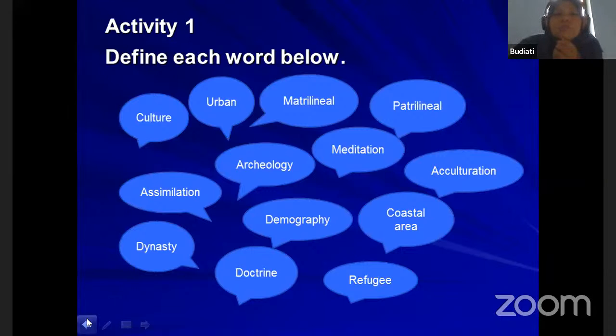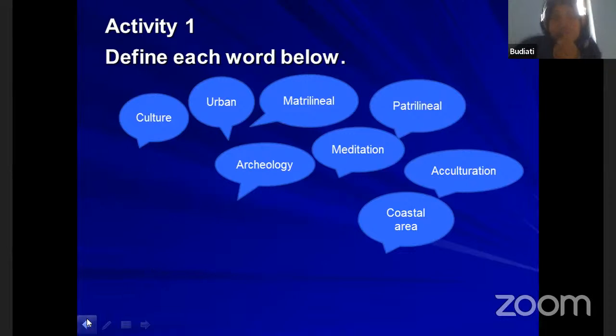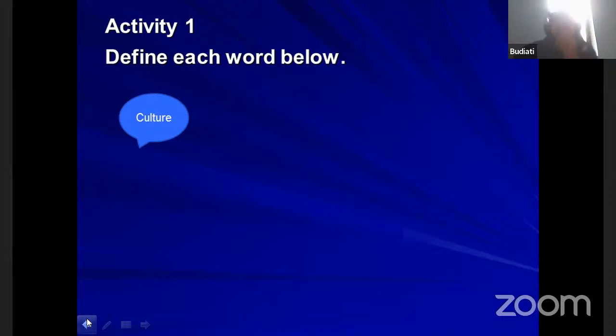Okay, now I want you to make a sentence. Yeah, I want you to make the sentence from each word. I will start from the first, culture. Okay, tadi I want you to define first, then I want you now, you will make it in a sentence. Okay, 10, 9, 8, 7, 6, 5, 4, 3, 2, 1.